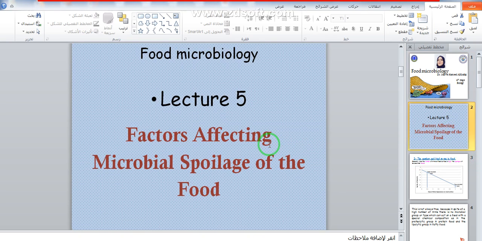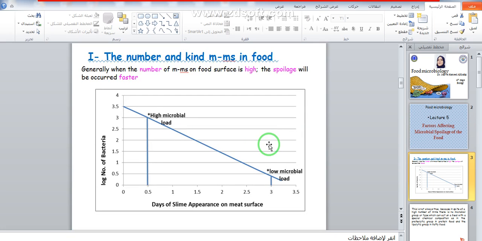Our lecture number 5 is about the factors affecting microbial spoilage of food. There are many factors affecting microbial spoilage of the food, most of them related to the food itself, so we call them intrinsic factors, while others surrounding the food are extrinsic factors. We'll talk about some of them. They affect the type of spoilage and the speed of spoilage.